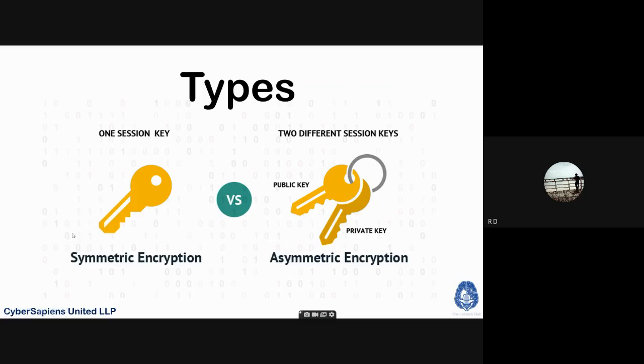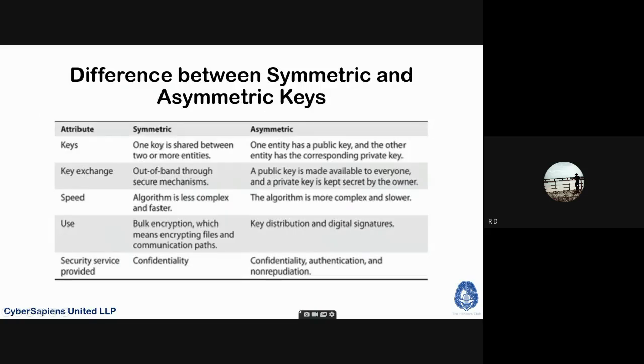Okay, so symmetric, one key; asymmetric, two keys. There are two keys, a public key and a private key, and in symmetric there is only one key which is used. Let's look at the difference first before we get into the actual working. The difference between symmetric and asymmetric is with respect to the key. In symmetric, one key is used. In asymmetric, two keys are used, that is a public key and a private key.